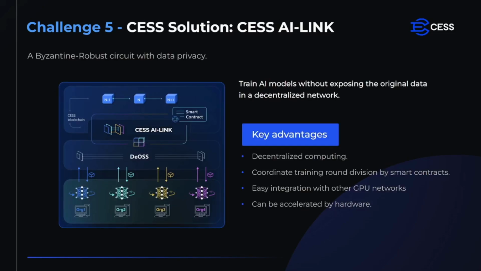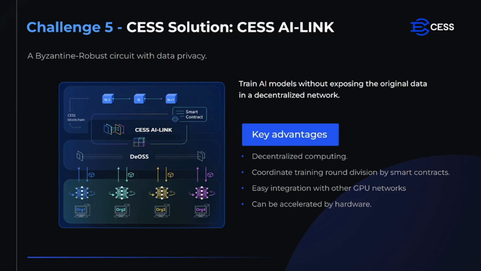The CESS AI Link is a Byzantine robust circuit designed with a strong focus on data privacy. It allows for the training of AI models in a decentralized network without exposing the original data. This approach ensures that sensitive information remains secure while still enabling effective AI training. Key advantages are decentralized computing, where the CESS AI Link leverages decentralized computing to allow multiple nodes across the network to participate in the training process. This decentralized approach enhances the robustness and security of the AI model training.